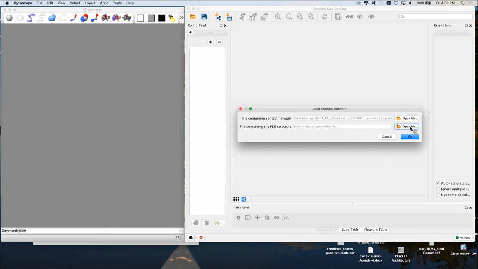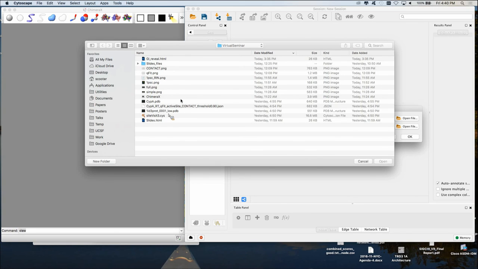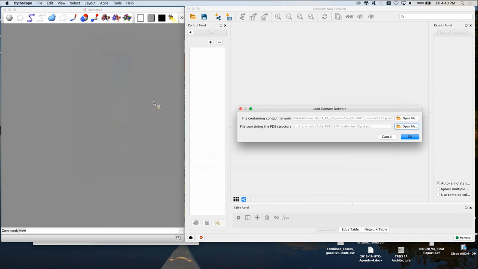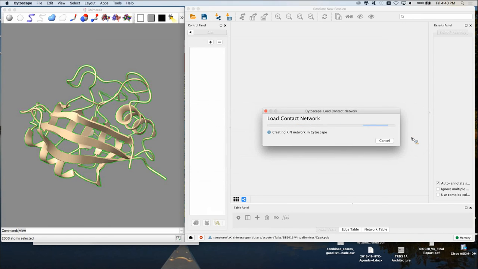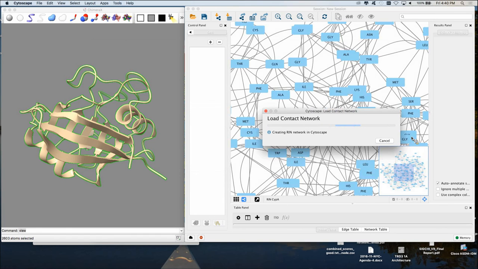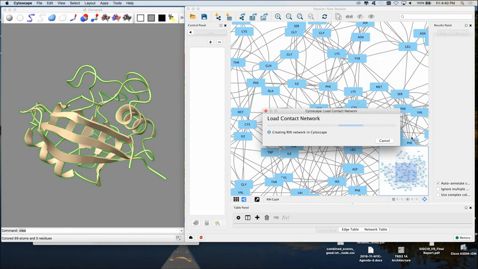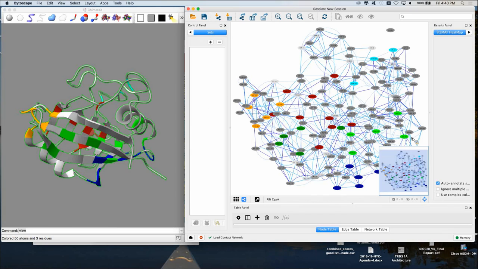I just loaded the network file and the protein structure. There's the structure popped in. Now we're creating the RIN. There's the RIN, just like we did before. We're going to color it.